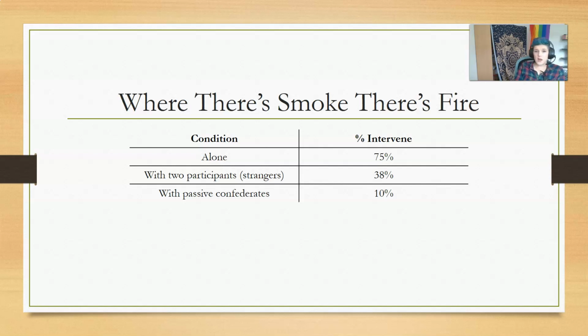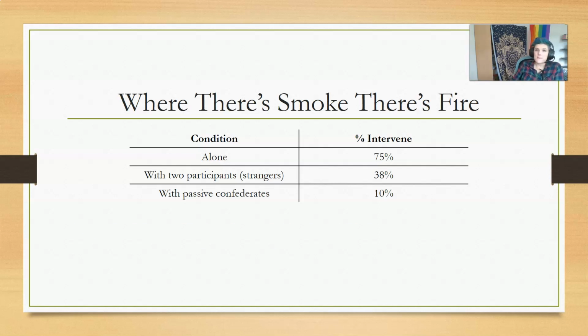When the participant was alone, they helped 75% of the time. They pretty much immediately got help. When they were with 2 strangers, they only helped 38% of the time. And eventually, one or other of those strangers might have intervened as well. But if they were sat with passive confederates who were instructed not to react, the participant only reacted about 10% of the time. So what might that be?